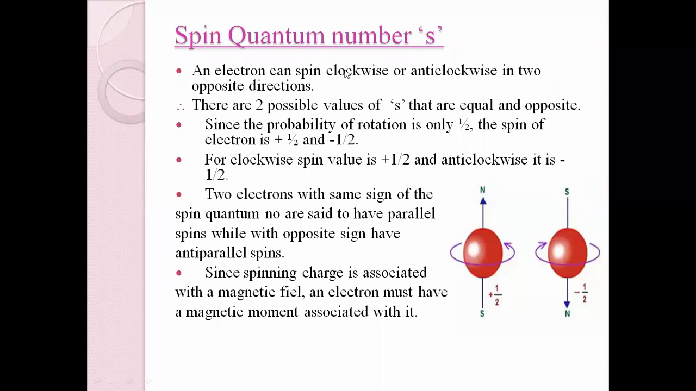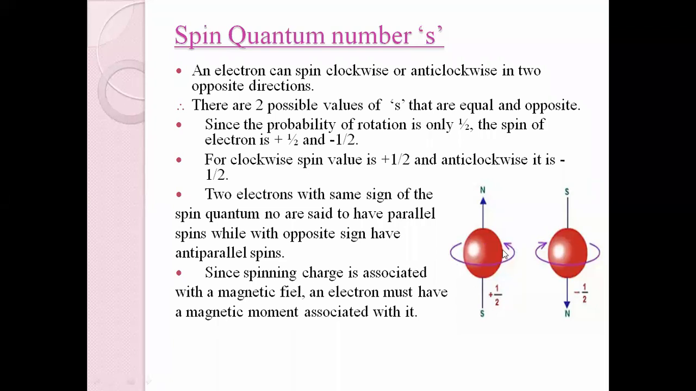There has to be two different directions. What are these two different directions? Clockwise and anti-clockwise. So an electron can spin clockwise or anti-clockwise in two opposite directions. So in short, a spin quantum number has got two possible values, but they are equal and opposite also. So all these are just sentences and words, but it has to be expressed by a certain number. Here it says the probability of rotation of any electron is only half. That means the spin of electron is plus half and minus half.